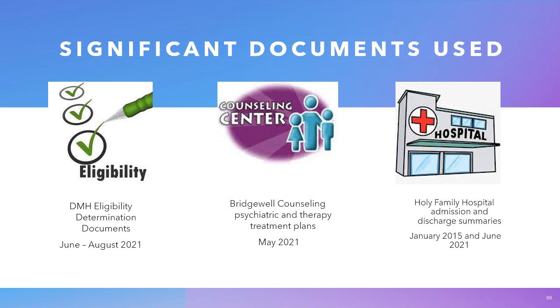Significant documents used. List all significant source documents and dates. DMH eligibility determination documents, June through August 2021. Bridgewell Counseling, Psychiatric, and Therapy Treatment Plans, May 2021. Holy Family Hospital Admission and Discharge Summaries, January 2015 and June 2021.